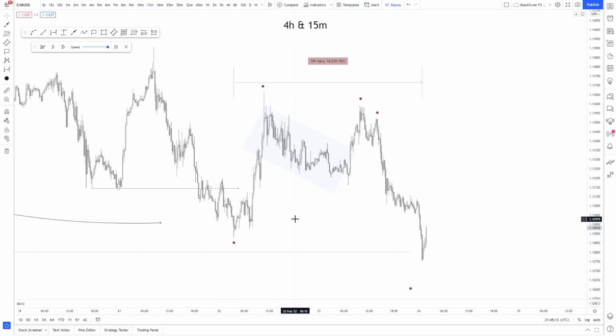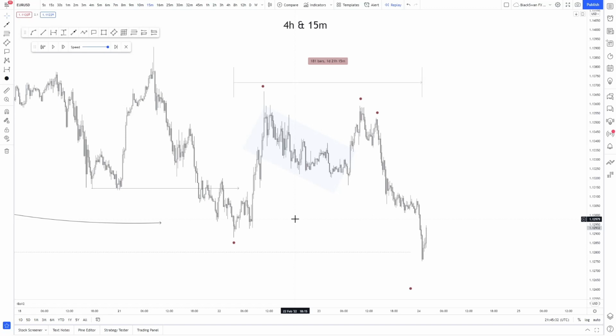Then I will see if the 15M is aligned with the 4H or is not aligned. So if the 4H is bearish but the 15M is bullish, I need to understand the purpose of my trade, whether I'm going to wait for realignment or look for a counter trend trade.